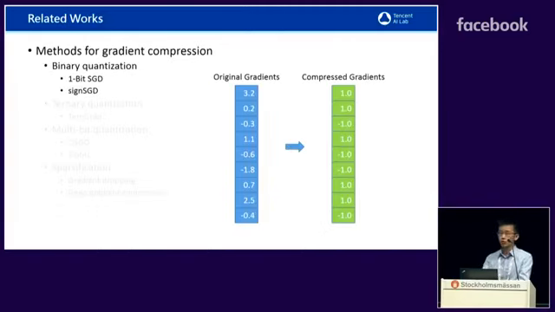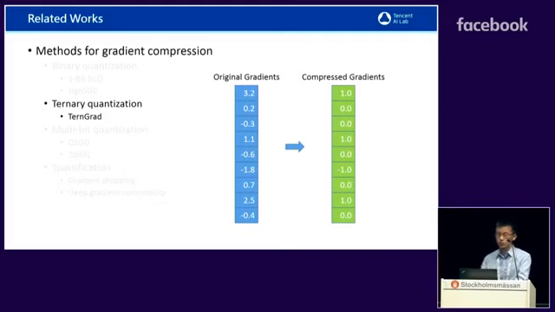I will first quickly review some of the existing works on gradient compression, which is to compress gradients so that we can reduce the communication overhead. The first part is binary quantization, which is to quantize each component in the gradient to either 1 or -1 based on its sign. The second part is ternary quantization, which uses an extra quantization point, 0, to encourage sparsity so that we can achieve higher compression rates.